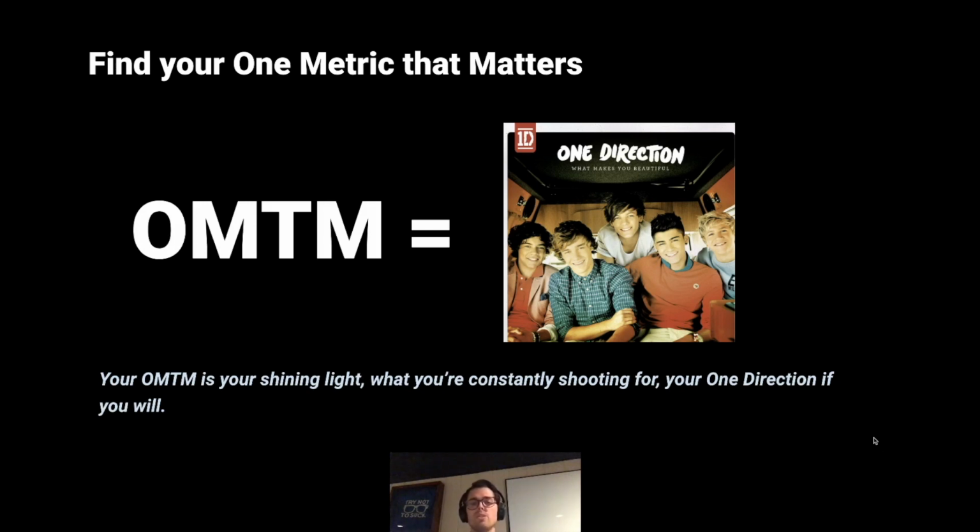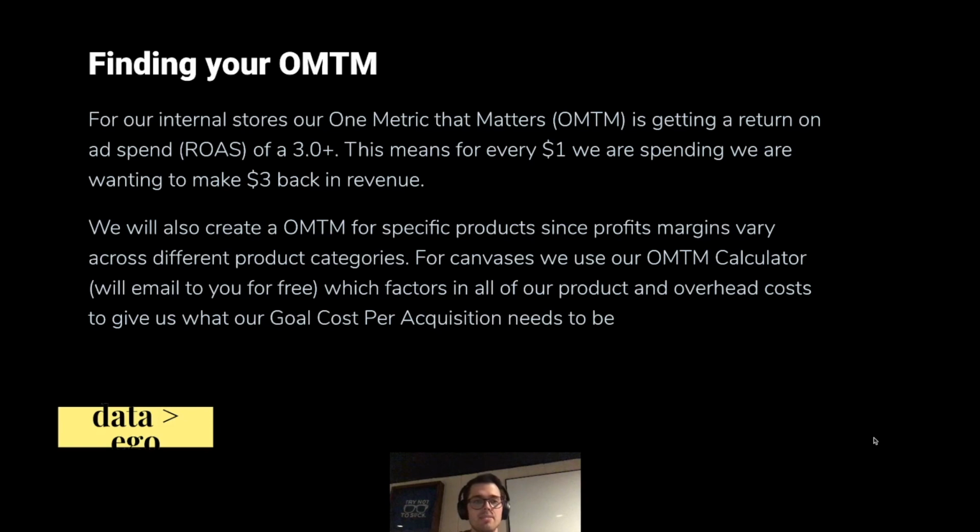But before you run any ads, really focus on what your one metric that matters is. Really focus on and understand what your goal is so you know what to shoot for. And again, I'll link a free one metric that matters calculator below that we send to our clients when they first start. But that's really important for you to figure out before running ads.